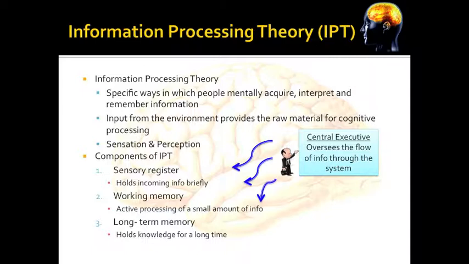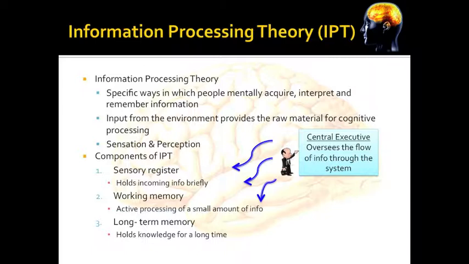Before we begin with the video lecture, I want to briefly describe what information processing theory is. So information processing theory is the specific way in which people mentally acquire, interpret, and remember information. It's really a model for the memory system. It all begins with input from the environment, which provides the raw material for cognitive processing. So it all starts with sensation and perception.